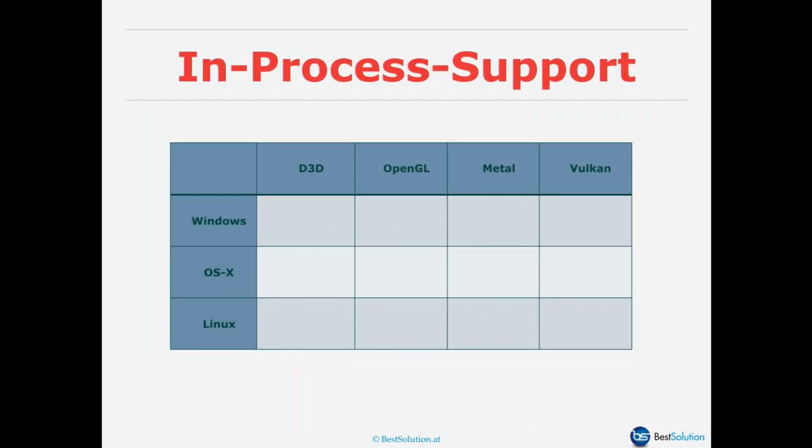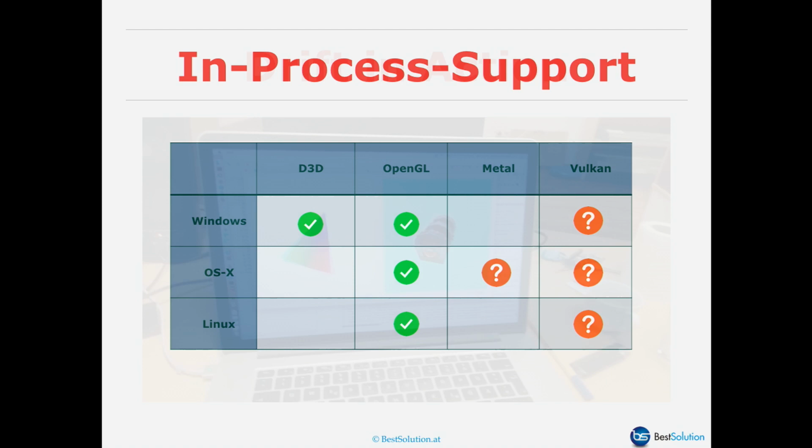We support in-process rendering. On Windows, we support Direct3D and OpenGL as external rendering technologies. We cannot support Metal there. We probably could support Vulkan, but we haven't looked at that. On OS X, we support OpenGL. We know that we could support Metal, but we didn't implement it. And on Linux, we just support OpenGL, but we are fairly certain we could support Vulkan there as well.